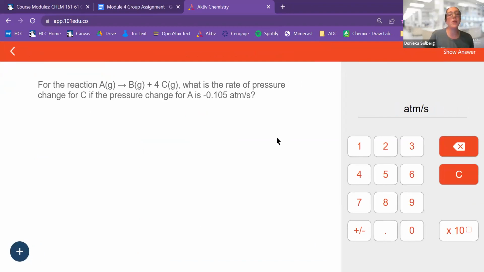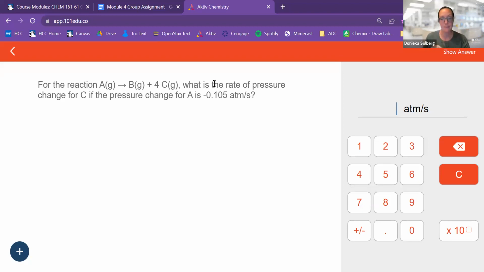When you're looking at a reaction where 1A turns into 1B and 4C's, this is a stoichiometric balanced equation. What that means is, since this is a 1-to-1 ratio of A to B, the rate at which A is disappearing is equal to the rate at which B is appearing. So if A is negative 0.105 atmospheres per second, that negative means it's disappearing, then B would be appearing at the same rate because it's a 1-to-1 ratio. Whereas C would be appearing at a rate 4 times that of A because it's a 1-to-4 ratio.